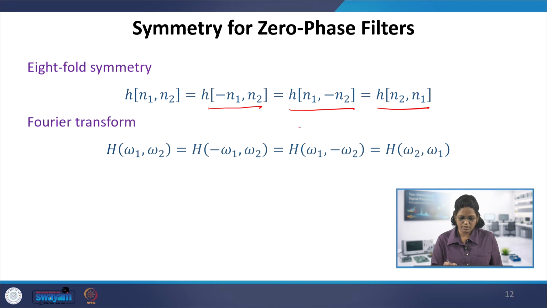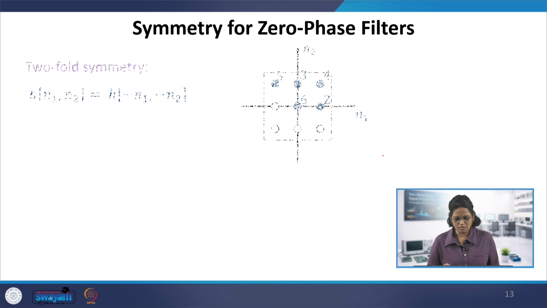Now for the Fourier transform, h of omega 2 comma omega 1 is equal to h of omega 1 comma omega 2. If we interchange these two, the real function is still the same. So with omega 1 negative and omega 2 negative, it is also equal. So this is eightfold symmetry. This further simplifies the coefficients that need to be obtained for the design.